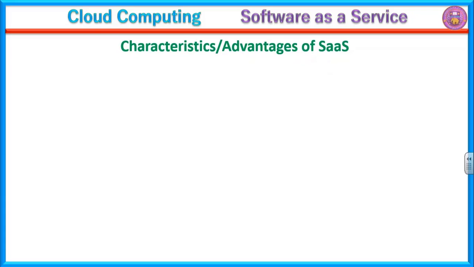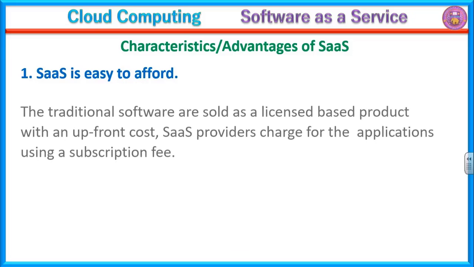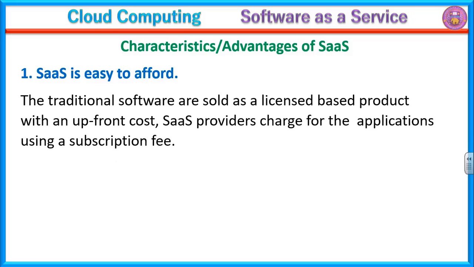The different characteristics or advantages of Software as a Service. First, it is easy to afford. The traditional software is sold as a license-based product with an upfront cost. Initially, you have to pay the cost. But in this case, the service provider charges for the application using a subscription fee.